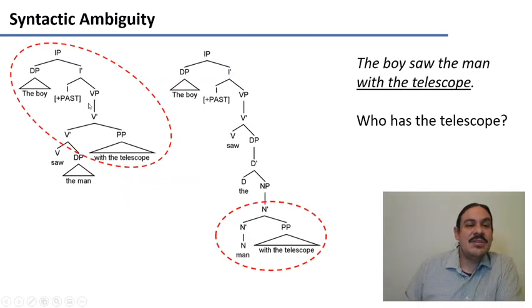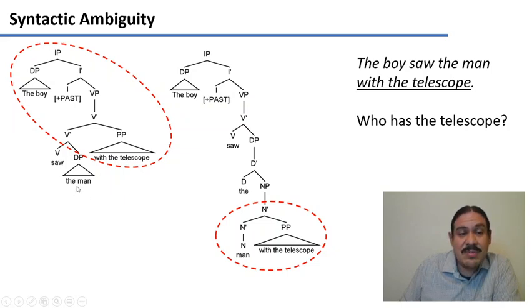All right, the tree on the left has the interpretation of the boy saw, using a telescope, the man. As you can see, the prepositional phrase with the telescope is an adjunct of the verbal phrase, which means that it is the manner in which you perform the action saw. Also here we have the man, the direct object. It's in complement position. The direct object, the man, is completely out of range of with the telescope. These are completely separate phrases. So there's no way for the man to be described by the phrase with the telescope.